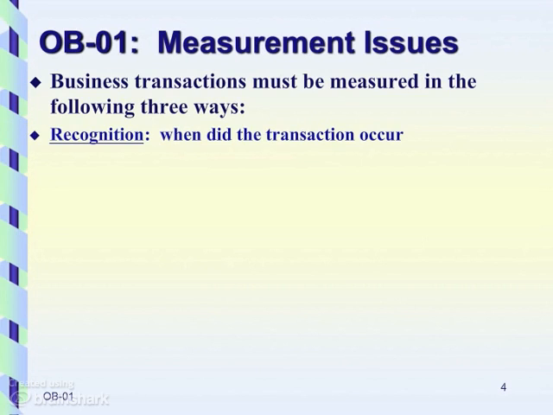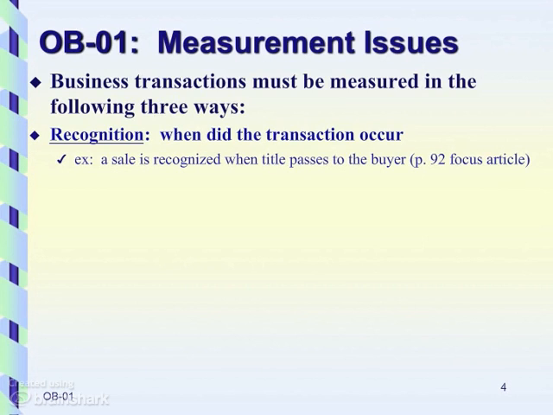Example, a sale. We say that a sale is recognized when title passes from the seller to the buyer. You can read more about this on page 92 in your textbook. But let's explore this question in more detail with regard to the sale. Let's start with, for example, a desk. Let's say our company decides to order a desk. How does this whole process unravel?